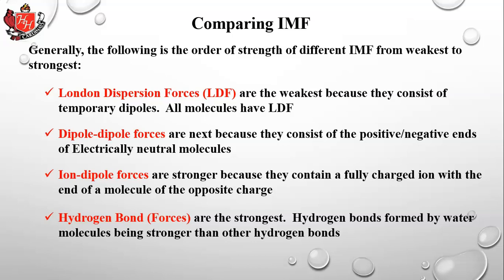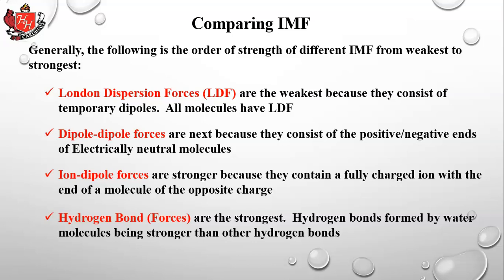Dipole forces are next because they consist of the positive, negative ends of electrically neutral molecules such as water. So water has a sort of negative end and a sort of positive end, and they sort of stick together in what's called a dipole force. Ion dipole forces are stronger than dipole because they contain a fully charged ion. Remember, an ion is fully charged as a +1 or a -1. It's not just sort of positive and sort of negative the way a water molecule is. So you have a fully charged +1 or -1 ion.